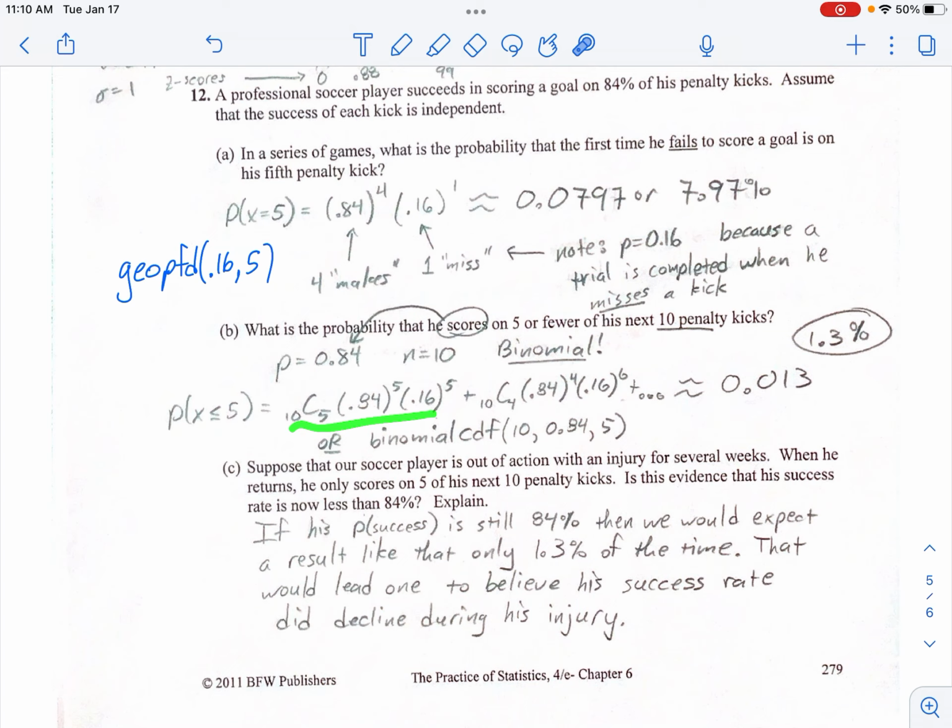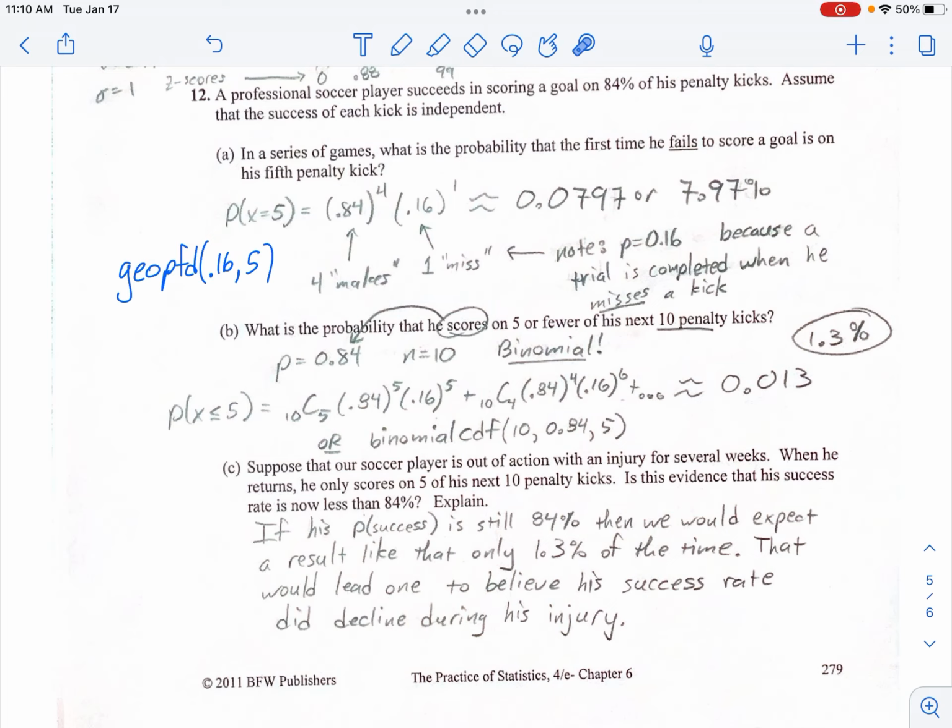I want you to write out at least 2 pieces of the puzzle like we have in the past. 10C5, make 5, miss 5. So this is the probability of making 5. This is the probability of making 4, right? 10C4, he made 4 and missed 6. Okay, so there you go. That only happens about 1% of the time.